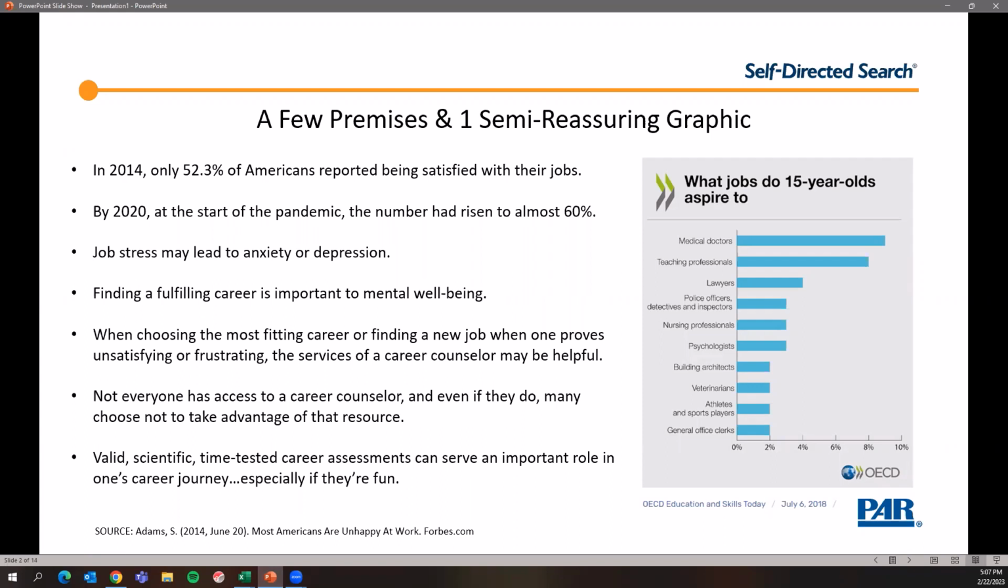And so the last premise is really the one that we want to focus on today. The idea that valid, scientific, time-tested career assessments can serve a really important role in an individual discovering what it is that's in it for them career-wise. What are the things that motivate them, excite them? And if these assessments themselves can be fun, or the reporting mechanism that they receive when they're done can be fun, that can really help buy-in. And so we'll take a little look at that in just a second.